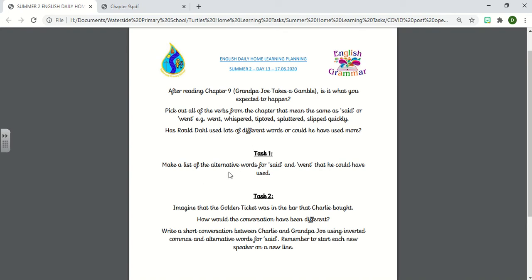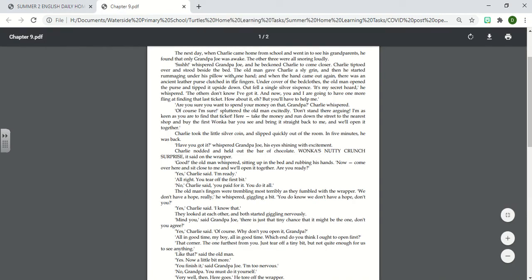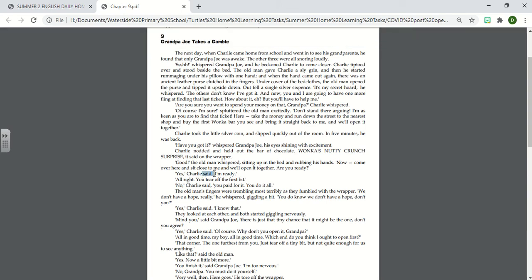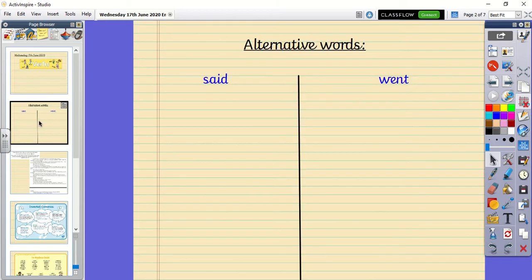You're going to make a list of the alternative words for said and went that he could have used. Okay, so when you're reading through chapter 9, instead of said, I know Roald Dahl does like to use the word said quite a lot, okay? So instead of saying said, what other words could he have used? And instead of saying went, what other words could he have used? So today, this is how I want you to set your work out in your books, okay? So you've got said, went, and then all down here we're going to think of synonyms for those words.